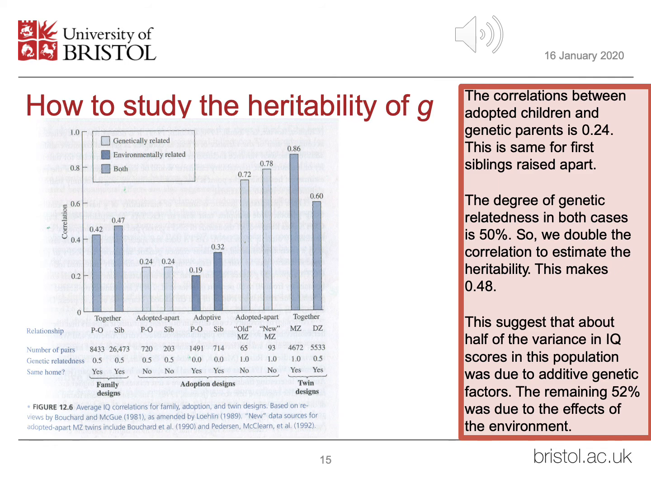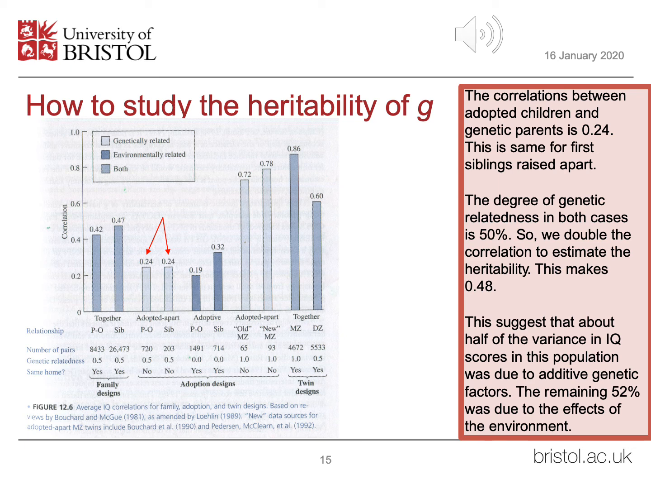This is a complicated slide which compares the results of a variety of different techniques for studying the heritability of general cognitive ability. It's looking at the genetic correlation between parents and offspring and between siblings in the different types of design. The correlation between adopted children and their genetic parents is 0.24. This is also the same for any other first-degree brothers and sisters who have been raised apart from each other.